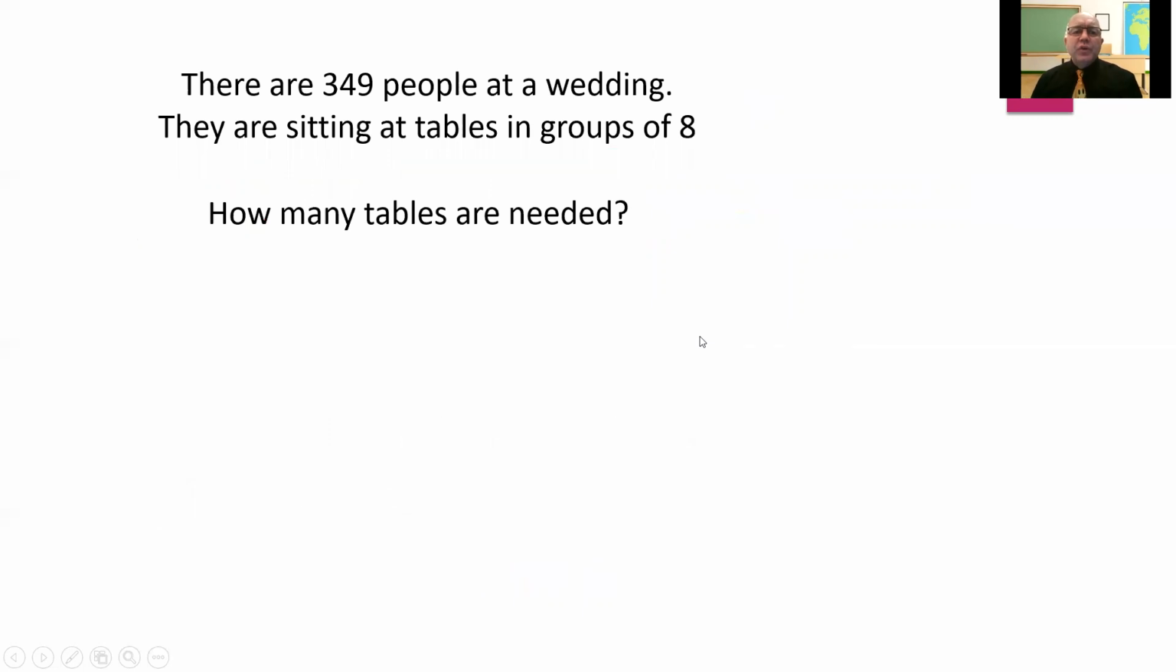Right, we've got 349 people at a wedding, and they're sitting at tables in groups of 8. How many tables are we going to need? Well, first of all, we need to decide what the question is going to be. So we've got 349 into groups of 8, so we're going to do 349 divided by 8. So let's work it through.